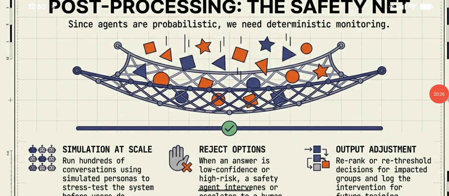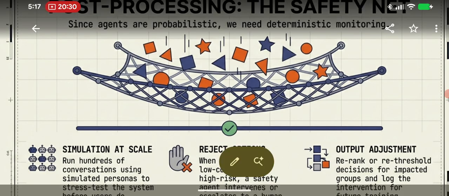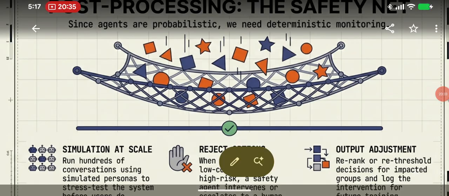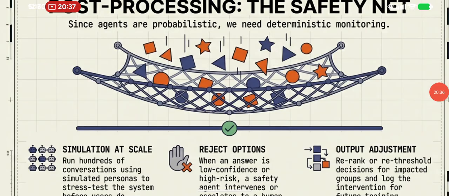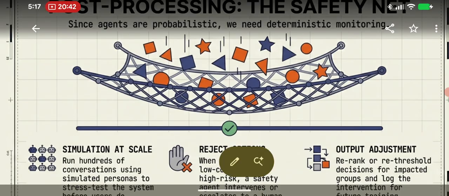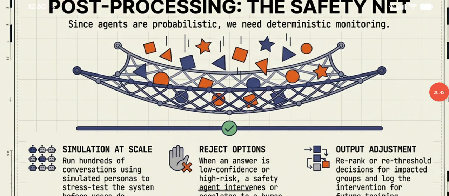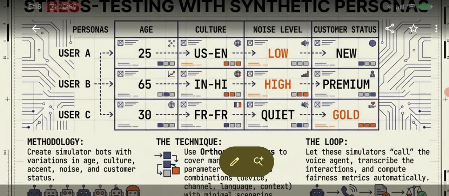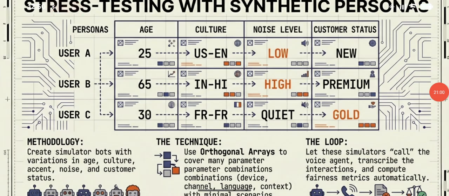Okay, so the next way of doing the safety net or the post-processing evaluation is adjusting the outputs based on the scores and the re-ranking, setting the values of the temperature, p value, k value, and so on, right? So let's take an example. Whenever you want to test any solution, we need to create an orthogonal array based on different personas and their demography, and accordingly we can test it.